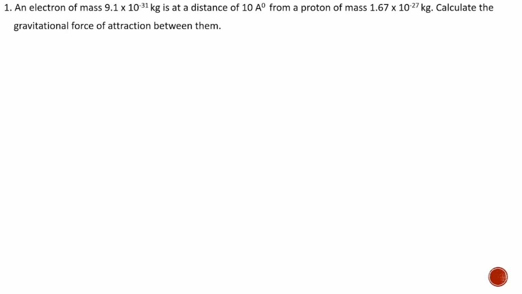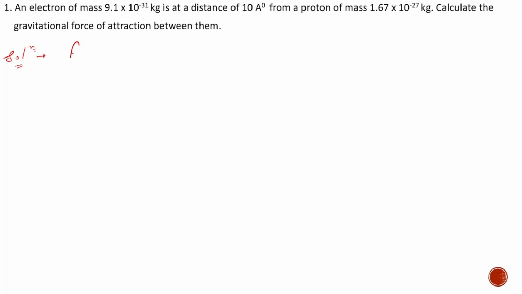An electron of mass 9.1 × 10^-31 kg is at a distance of 10 angstrom from a proton of mass 1.67 × 10^-27 kg. Calculate the gravitational force of attraction between them. Okay, we have to calculate the gravitational force of attraction between them. Okay, let us solve this question.